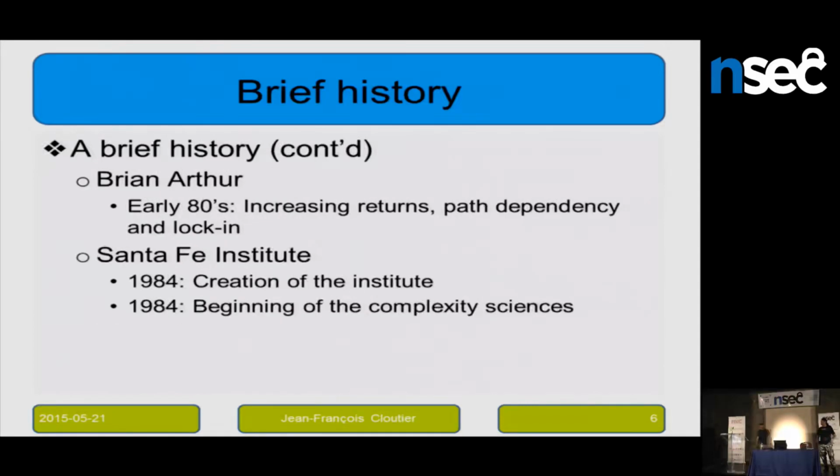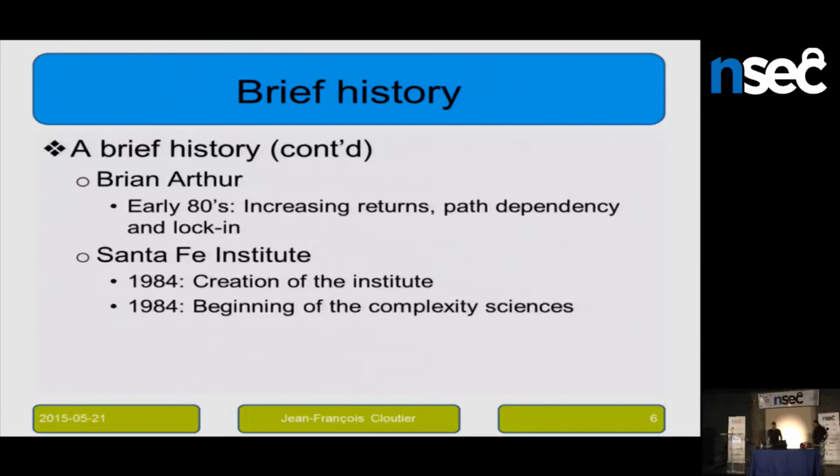Then at the beginning of the '80s, there was a bunch of people, amongst them Brian Arthur. He was an economist with a very strong math background, and he was studying all those economic theories, which are, well, I don't know if there are economists in here, but sometimes economists are way off the map with their theories, like the invisible hand and things like that.